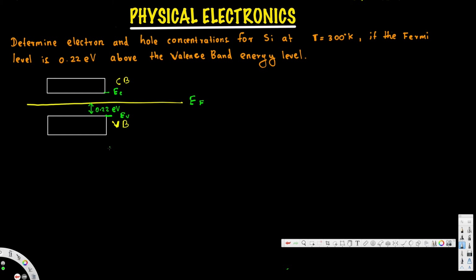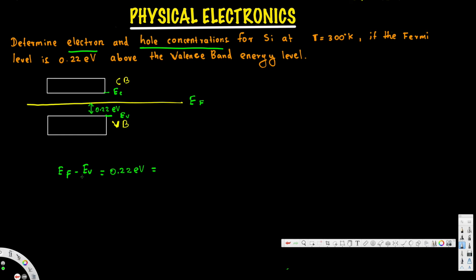Now here the location given is EF minus EV. Here we are interested in calculating the electron and hole concentration. This distance is given as 0.22 electron volts. Now we have to look at the equation that connects the Fermi energy level and valence energy level, and also the hole concentration or electron concentration.